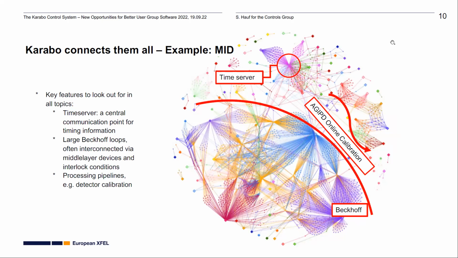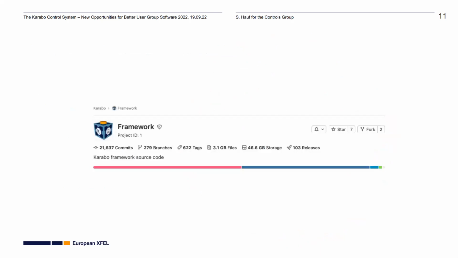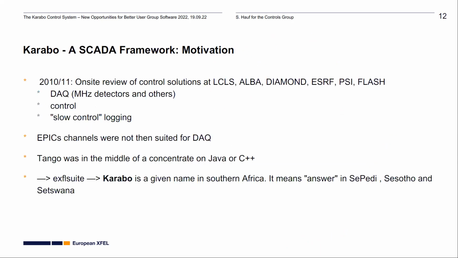This is actually a network graph for the MID instrument, showing the connections between the various pluggable components. And if you inspect it a bit, you see features like our central timing provider, the online calibration pipeline for one of these megahertz-capable detectors, or the whole world. So that's what we need to control. And I'm going to talk about what we developed in-house to control it.